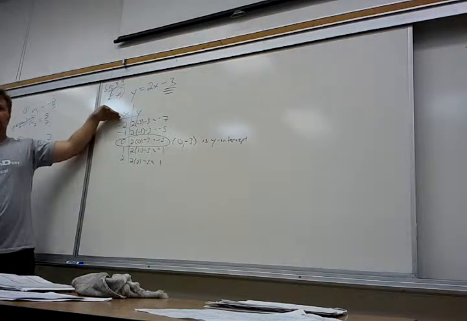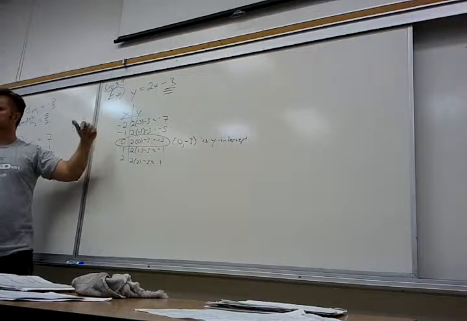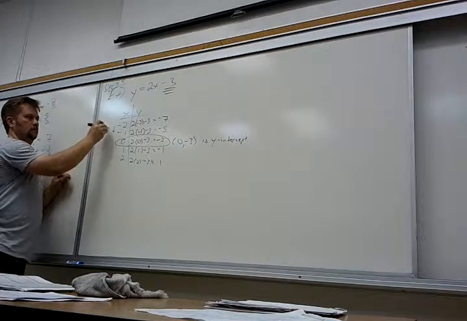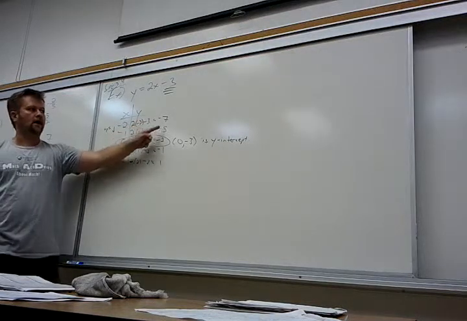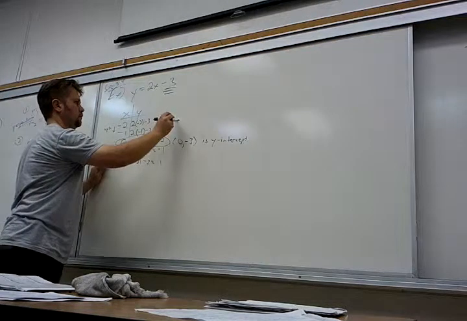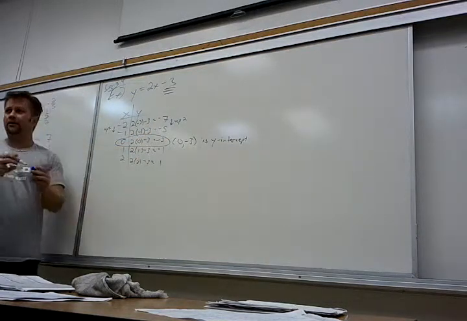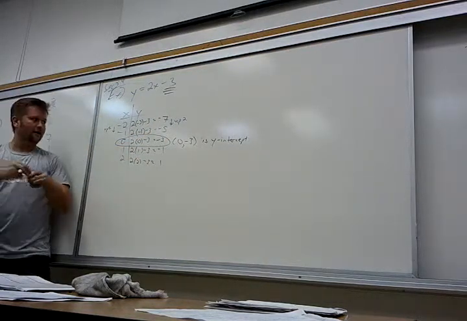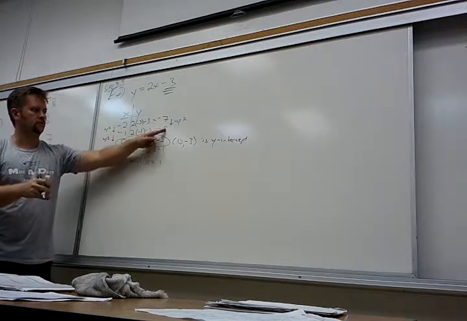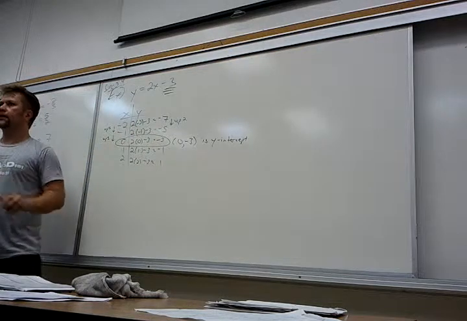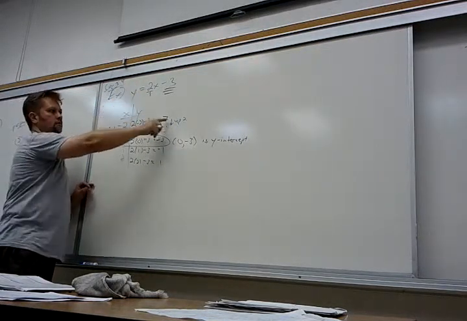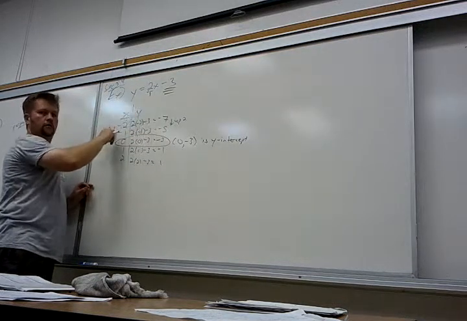Every time I change x by 1, so see how I changed x by 1 here? X went up by 1. How much did the y go up by? 2. Interesting. The y went up by 2. Sorry. I changed x by 1 again. How much did the y change? 2. Every single time. That's the slope. Look. Rise 2, run 1.